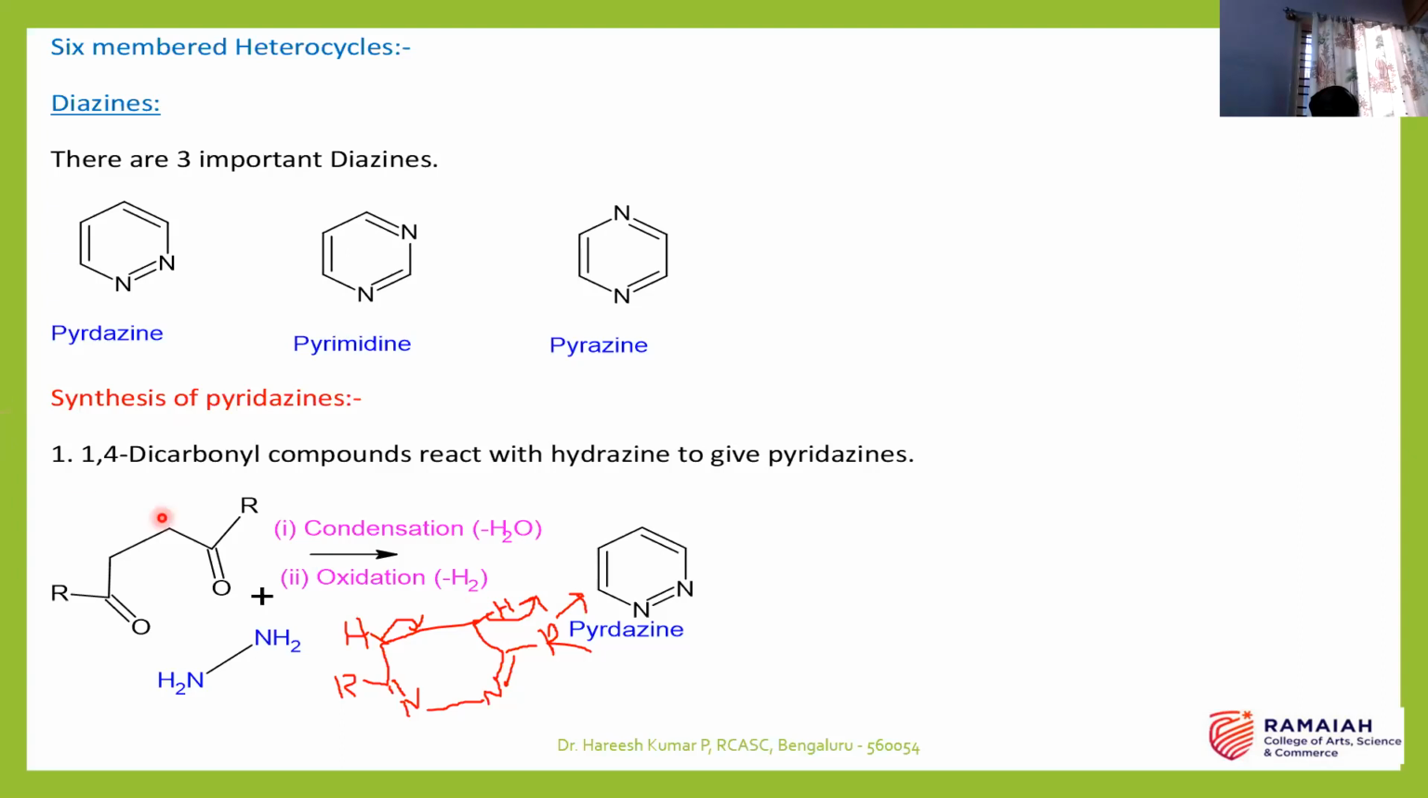The first one is how one can prepare pyridazines. Pyridazines means the nitrogens are at the 1,2 position in a six-membered ring. Here this is 1, 2, 3, 4. So this is a 1,4 dicarbonyl compound. When the 1,4 dicarbonyl compound is treated with hydrazine, the name of this compound being hydrazine, what will happen? They undergo a condensation reaction.